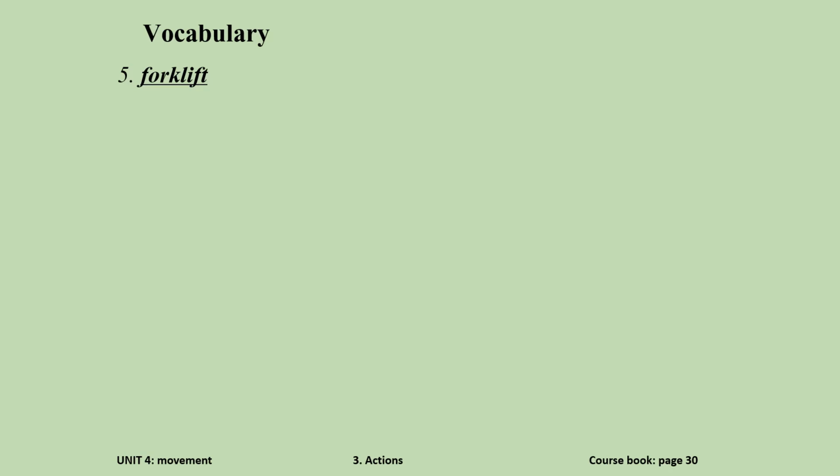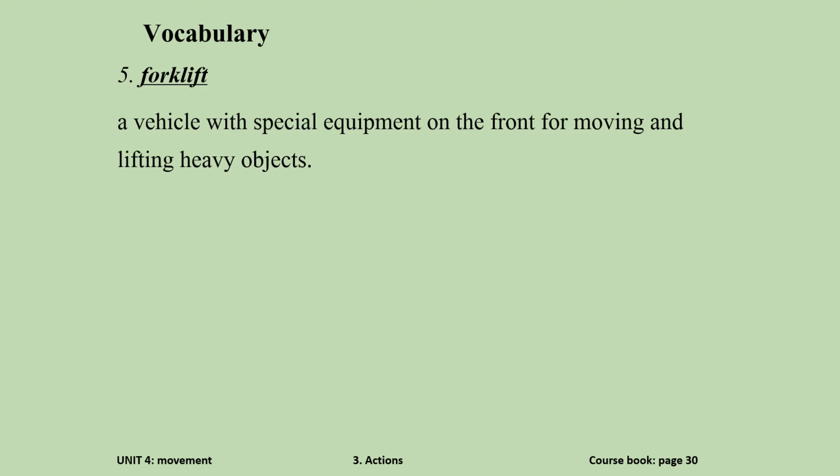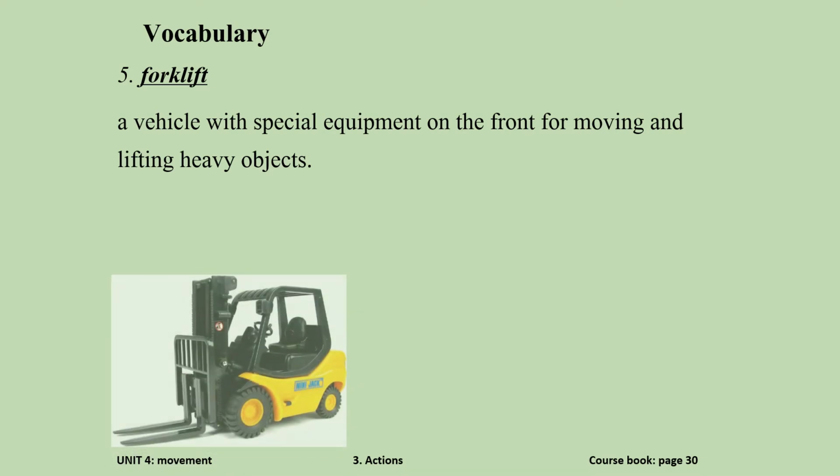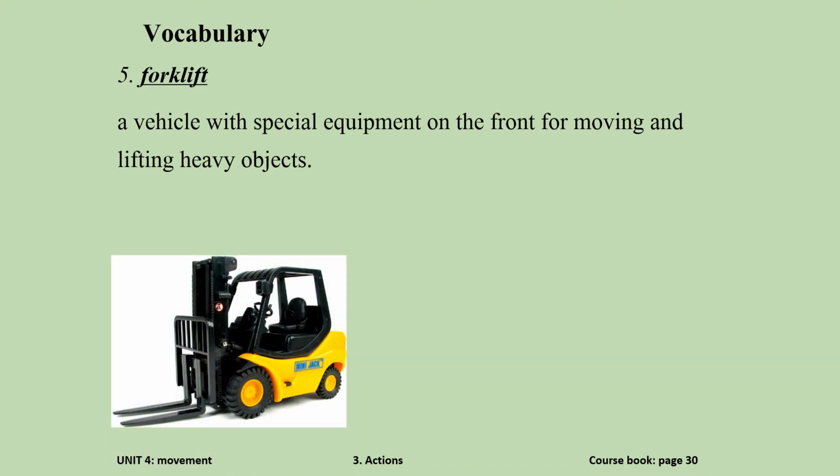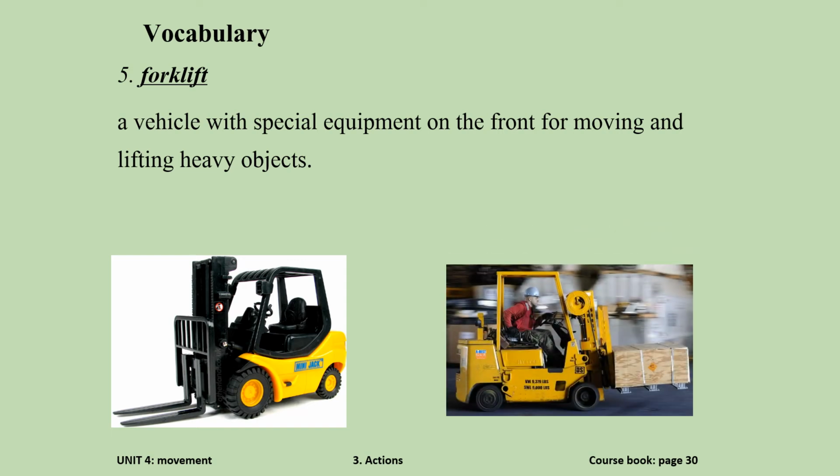And now the word forklift. It's a vehicle with special equipment on the front for moving and lifting heavy objects. And this is the picture of a forklift. Another picture. As you see in the first picture, it has special equipment that helps for moving and lifting heavy objects. As you see in the picture on the right, the forklift is lifting heavy boxes.